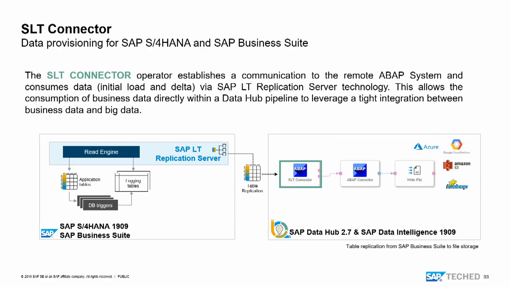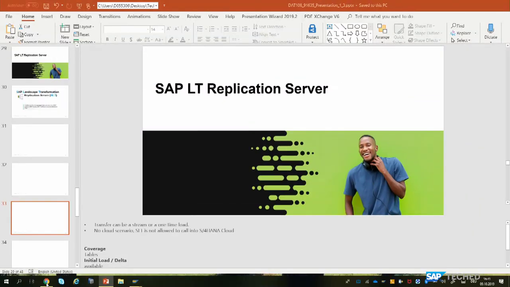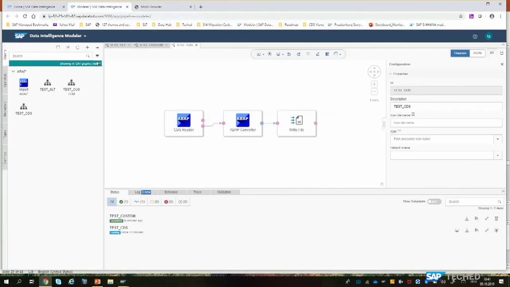And this is exactly the scenario that is shown on this slide. So we have SLT as part of the S4 system or the SAP Business Suite system. We have these database triggers and logging tables, so the CDC engine of SLT, and we can do table replications to the SAP Data Hub pipeline. And this is now the moment where I want to show you exactly the same thing in the system.